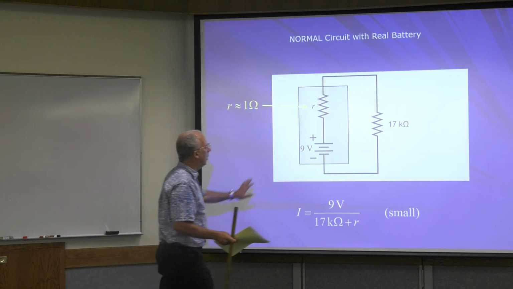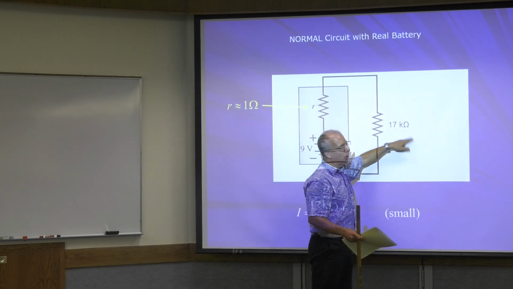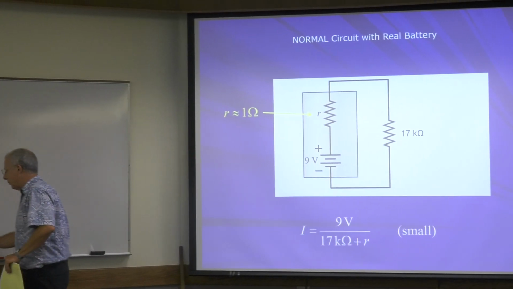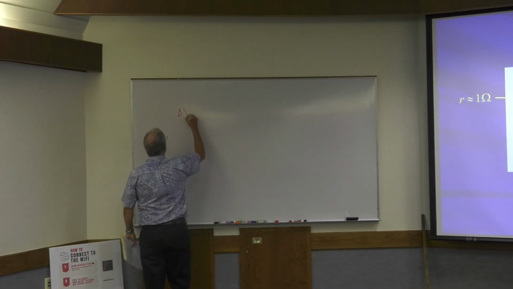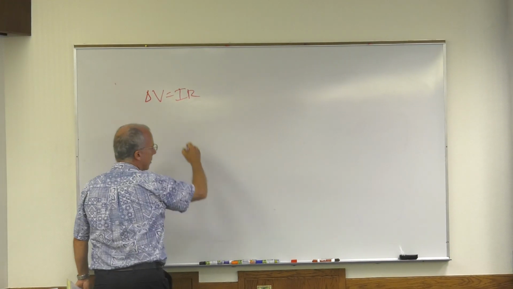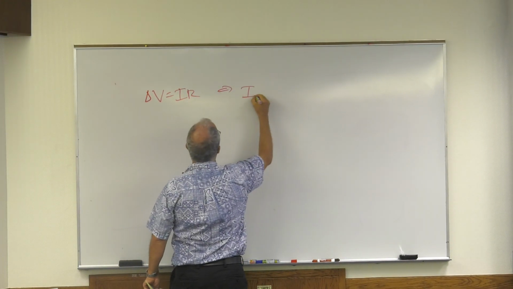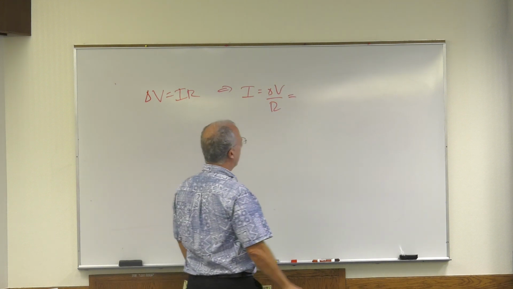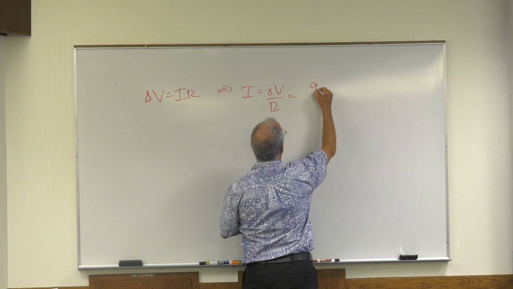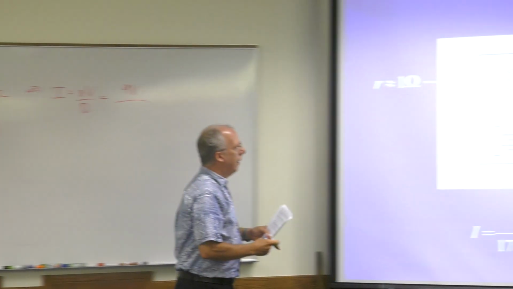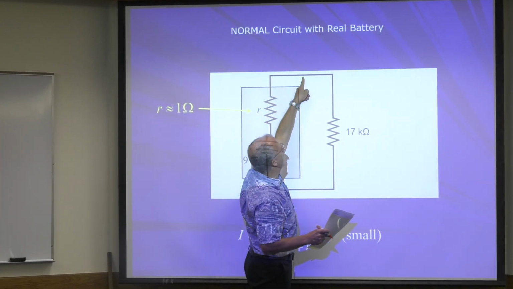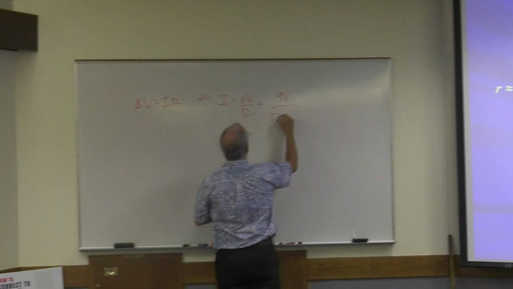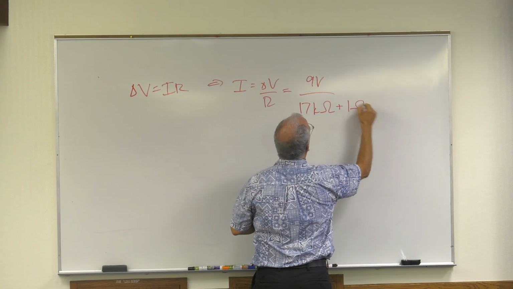What's normal about it? Well, we have our battery, we have our resistor to limit the current. All right, so everything's wonderful. Okay, so delta V equals IR. Good old Ohm's law. So therefore, I equals delta V over R. Okay, so what's the voltage? 9 volts. What's the resistance? Well, here you have a 1 ohm and the same current as the 17K, so it's series, right? So I have 17K ohms plus 1 ohm.